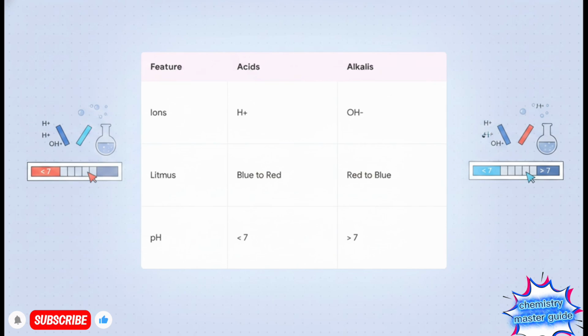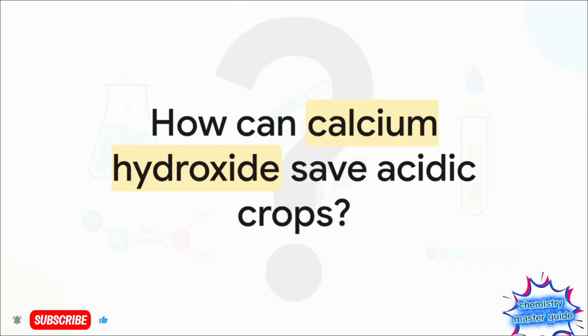Let's do a quick high-energy summary of our chemical rivals, acids and alkalis. It really boils down to this. Acids produce hydrogen ions in water, while alkalis produce hydroxide ions. For the litmus test, acids turn blue litmus red, whereas alkalis turn red litmus blue. And finally, looking at the pH scale, acids sit below 7, while our alkalis rule the top half, sitting proudly above 7.